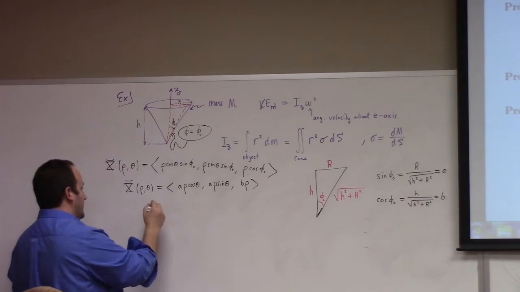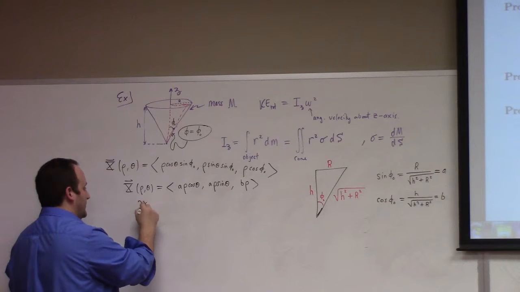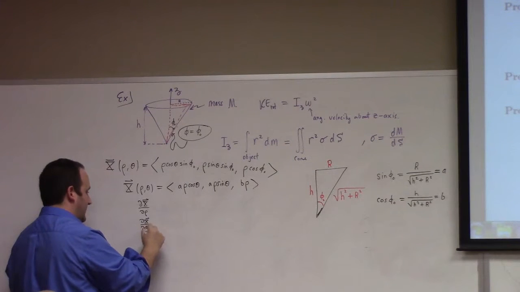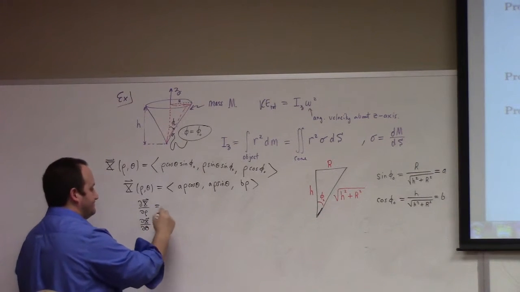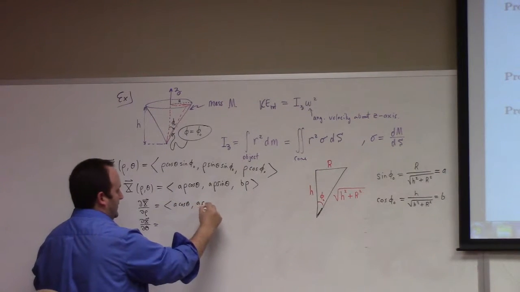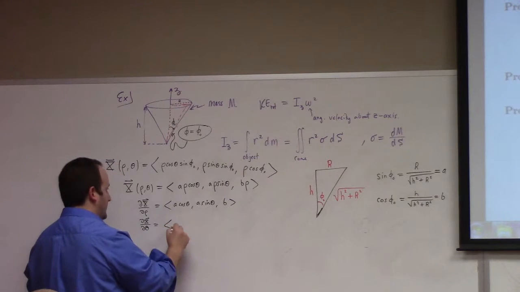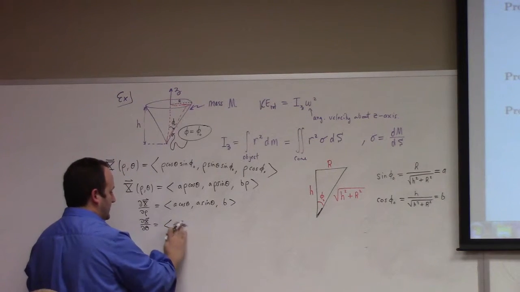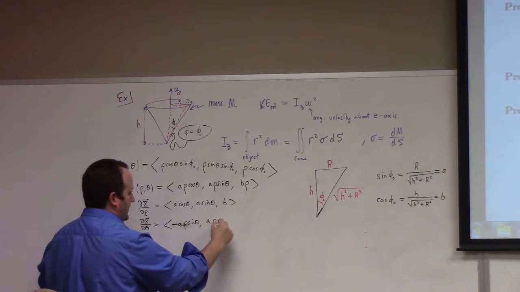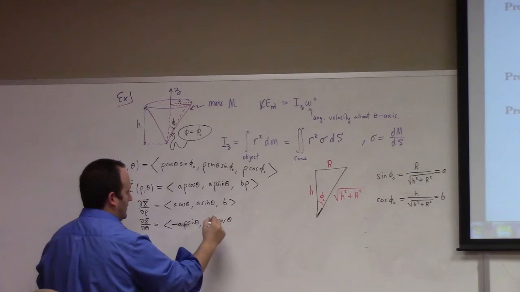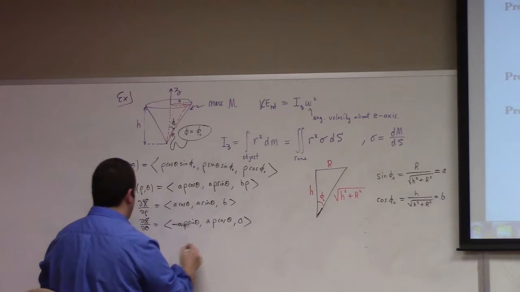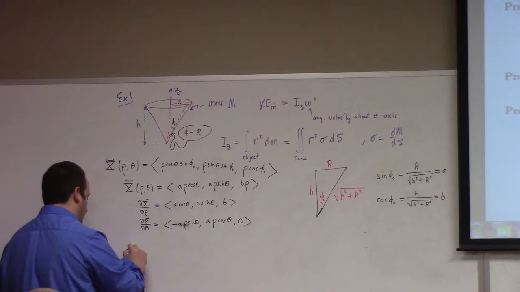Okay, and then you calculate partial x, partial rho, partial x, partial theta. What do we get? A cosine theta, A sine theta, B, and this one gives me minus A rho sine theta, A rho cosine theta. Oh, I'm sorry, yeah, cosine theta. 0. So now we can calculate what's the normal, right?